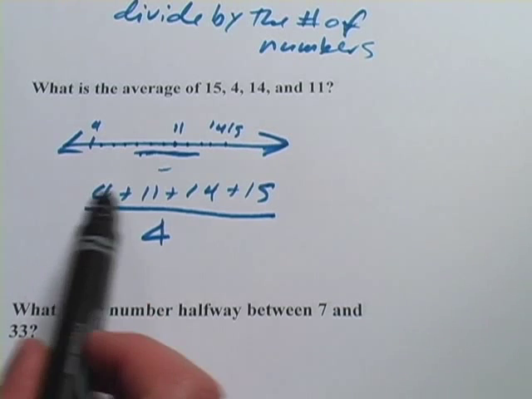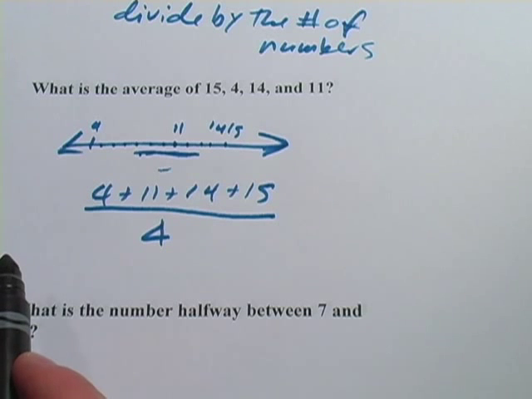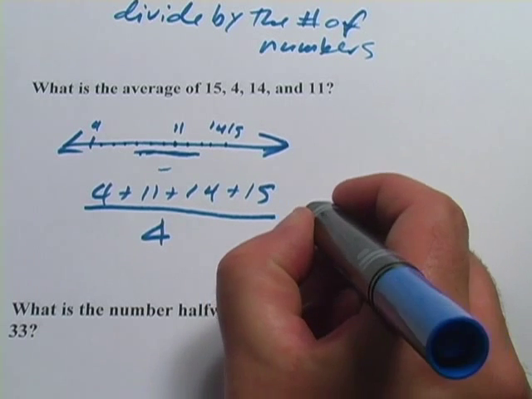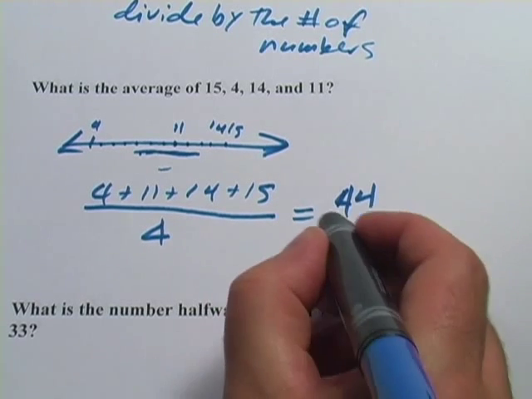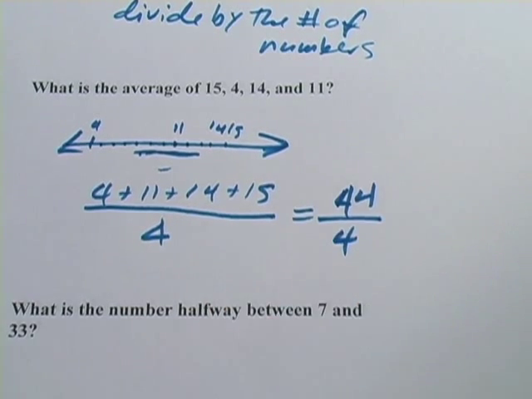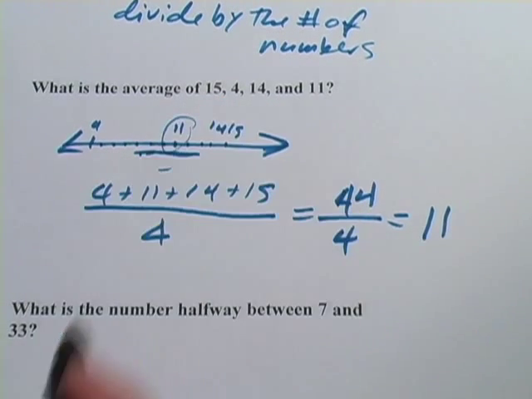We're always dividing by the number of numbers that there are on the top here. And let's see, 4 plus 11 plus 14 plus 15, that's 44. Let's write that correctly. 44, and 44 divided by 4 is 11. So the average of these numbers is actually 11.